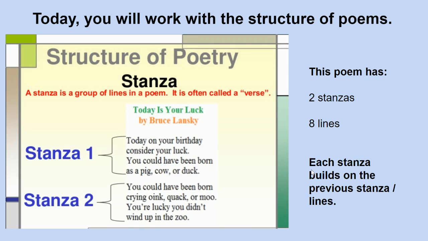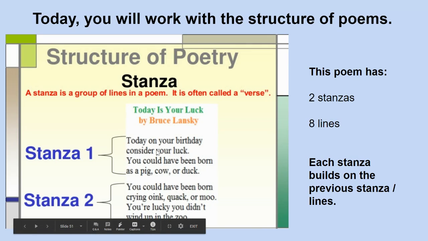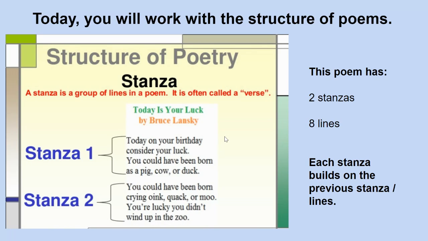Each stanza in a poem builds on the previous stanza or the previous lines. Let's take a look at this poem and see how stanza 2 was built off of the information introduced in stanza 1. Today on your birthday, consider your luck. You could have been born as a pig, cow, or duck. You could have been born crying oink, quack, or moo. You're lucky you didn't wind up in the zoo.